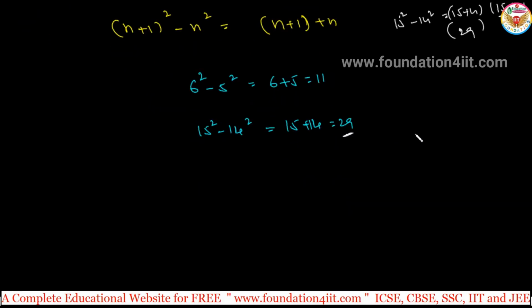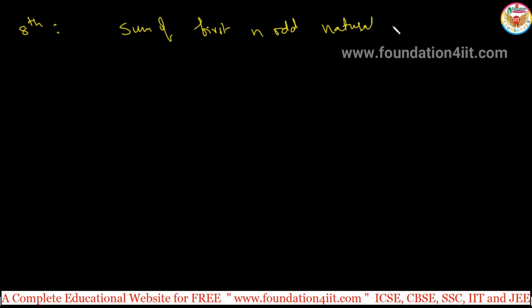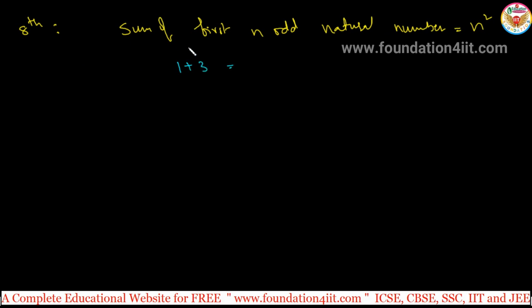And one more important property, this eighth and ninth, we will see. When you come to the eighth property, the sum of first n odd natural numbers is n square. Sum of first n odd natural numbers is equal to n square. Let us see an example. 1 plus 3, the sum of the first two odd natural numbers, is nothing but 2 square, which is equal to 4.